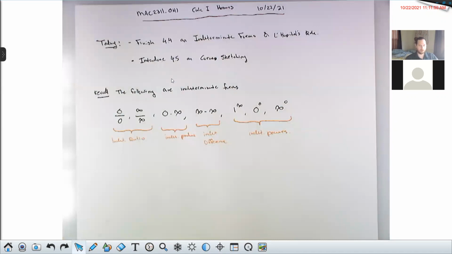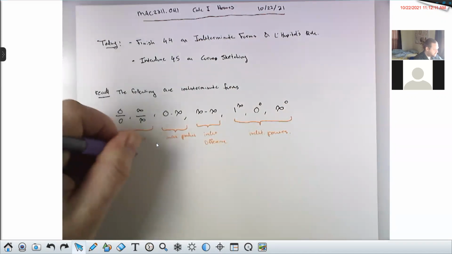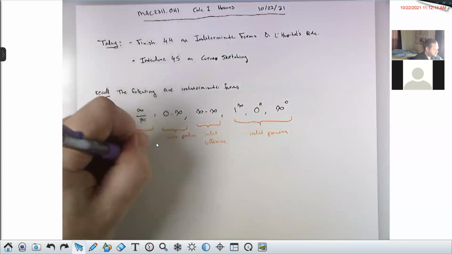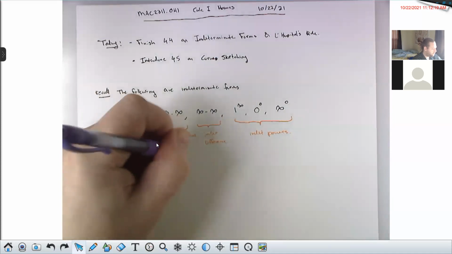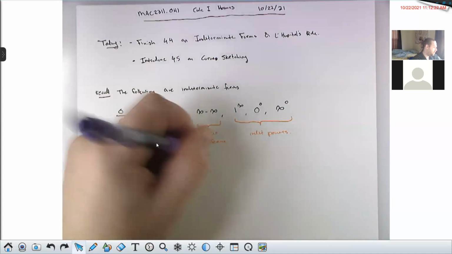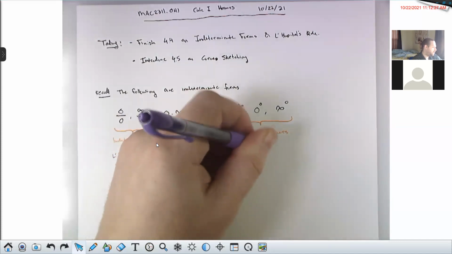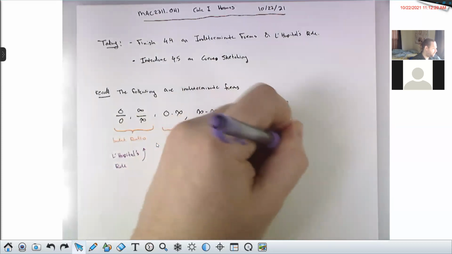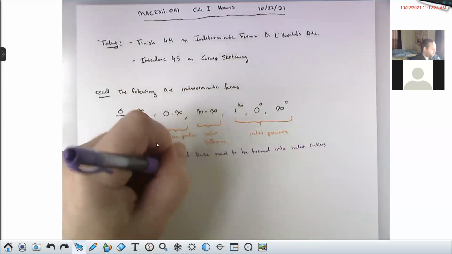And what we do when we encounter one of these depends on which type of thing it is. So indeterminate ratios, we can use L'Hopital's rule on. But all of these need to be turned into indeterminate ratios before you can apply L'Hopital's rule.